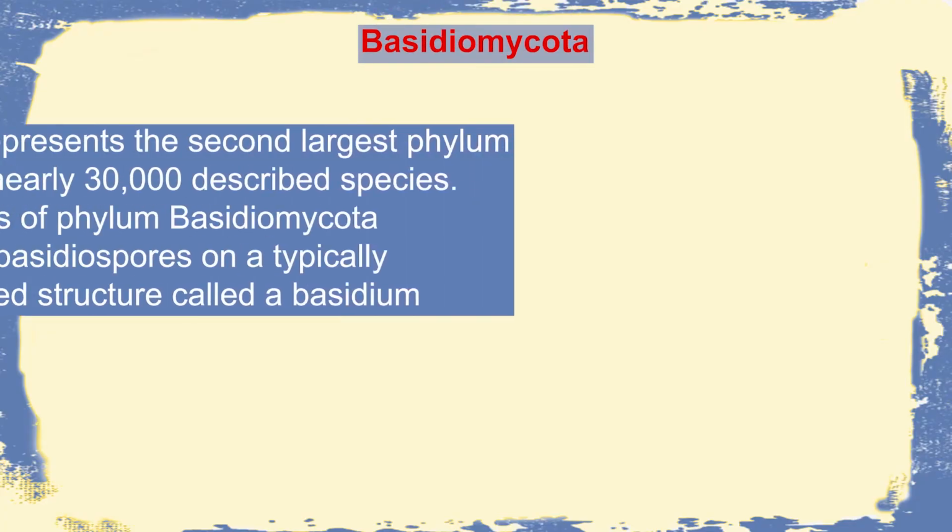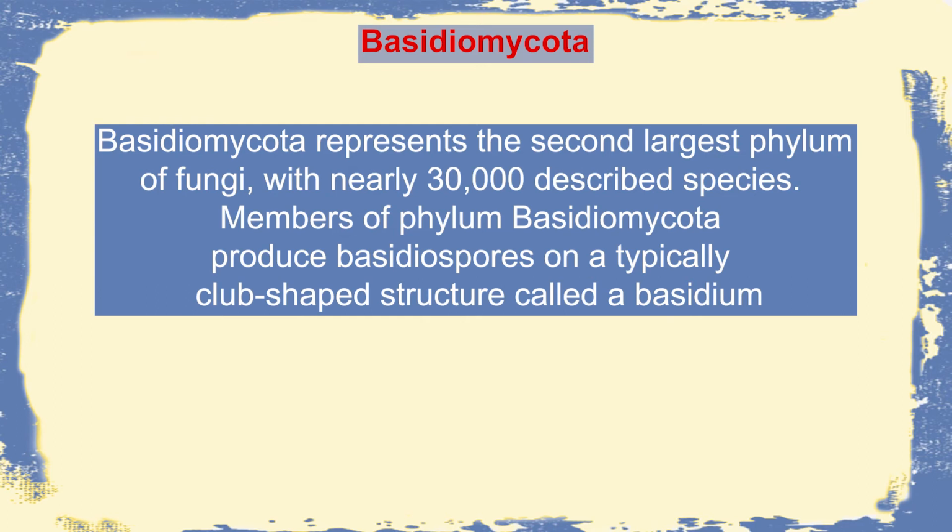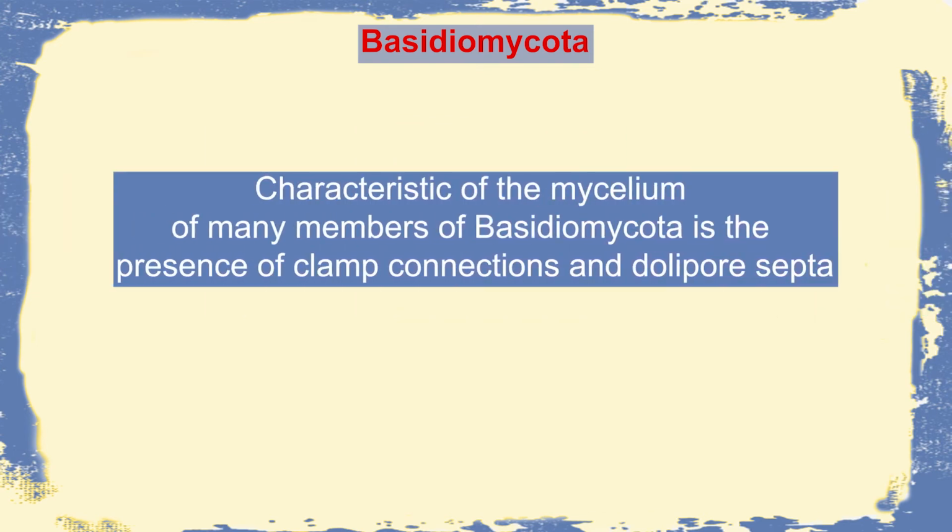The last major group under true fungi is Basidiomycota. Basidiomycota incidentally represent the second largest group after Ascomycota, and they include nearly 30,000 different species, and this particular phylum is called so because they produce basidia and basidiospores. Unlike the ascus, the basidium is a club-shaped structure, and the basidiospores are borne outside the basidium in finger-like projections called sterigmata. And this Basidiomycota has septate mycelia.